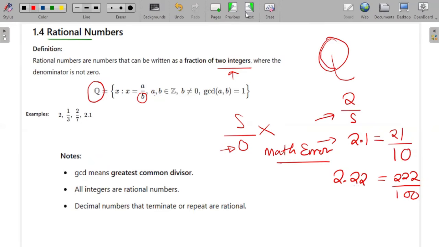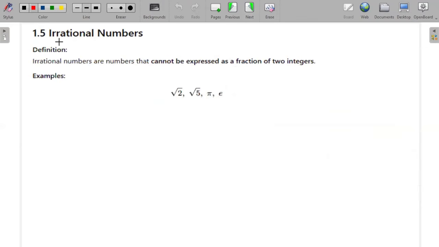Okay, so we now move to the brother, or the sibling, to the rational numbers. The other numbers now are what we call irrational numbers. To the word rational, we have just added this IR in front, so that it has now become irrational.